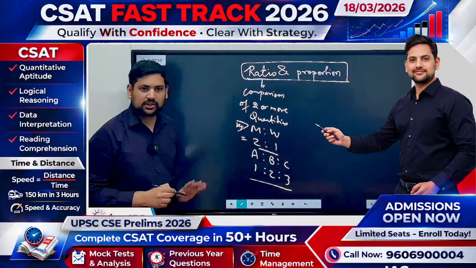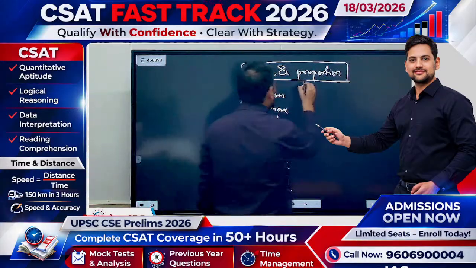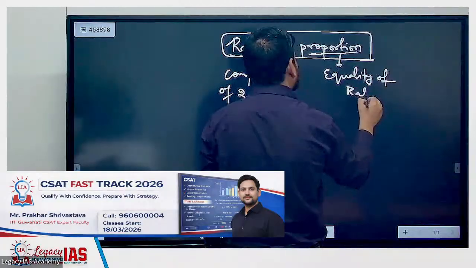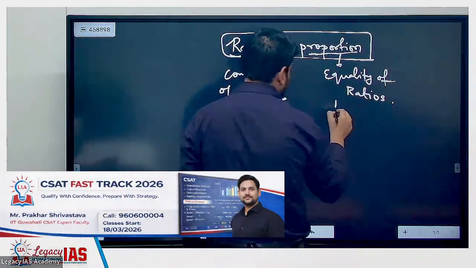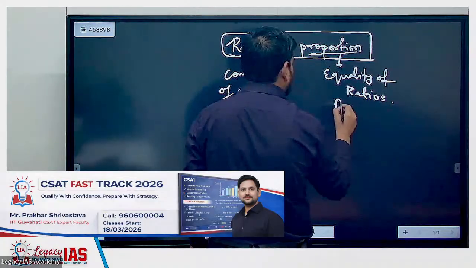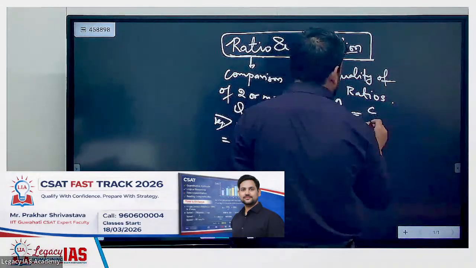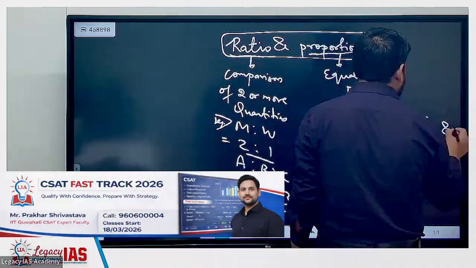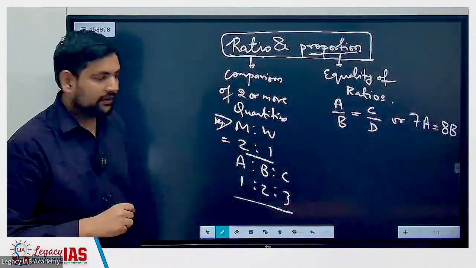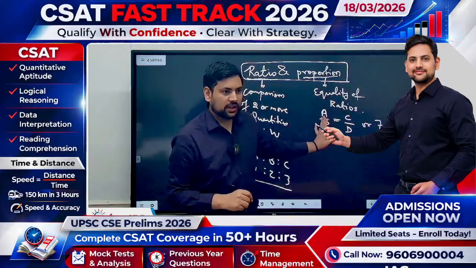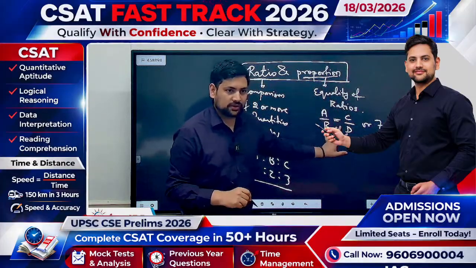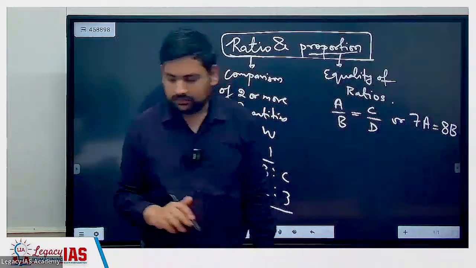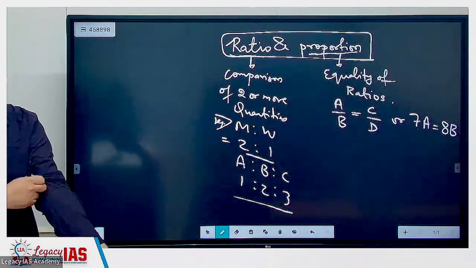Like this is ratios. Now, when you talk about proportion, this is equality of ratios. For example, A by B is equals to C by D, or 7A is equals to 8B, like this. When you write it in this form, this is proportion. That is, you're comparing and equating two ratios. Okay, so this is comparison of 2-3 quantities. This is equality of ratios. Ratio and proportion.